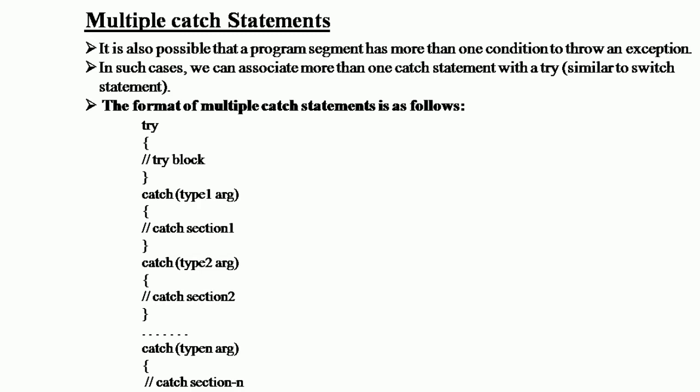Once again, the format of the multiple catch statement is as follows. Try, curly braces, try block, curly braces closed. Catch type 1 argument, curly braces started, meaning a catch section started. Catch section 1 closed, catch type 2 argument, curly braces started, catch section 2, and catch type argument n, catch section n. These are the multiple catch statements.